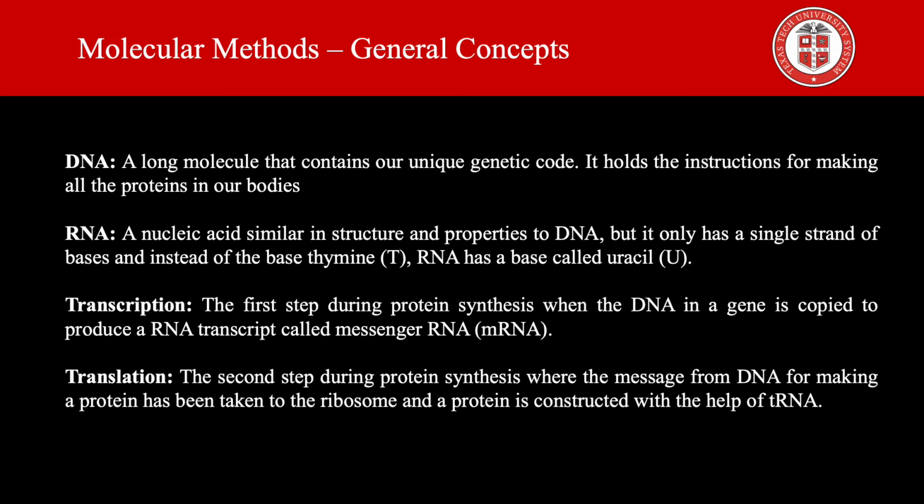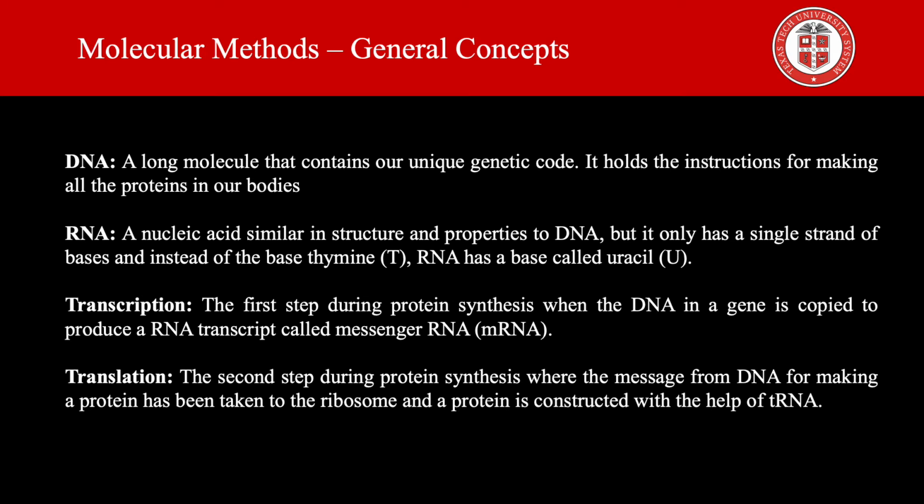So, DNA. DNA is a long molecule that contains our unique genetic code. So it holds the instructions for making all the proteins in our body. Then RNA. RNA is a nucleic acid similar in structure and properties to DNA, but it only has a single strand of bases, and instead of the base thymine, RNA has a base called uracil.